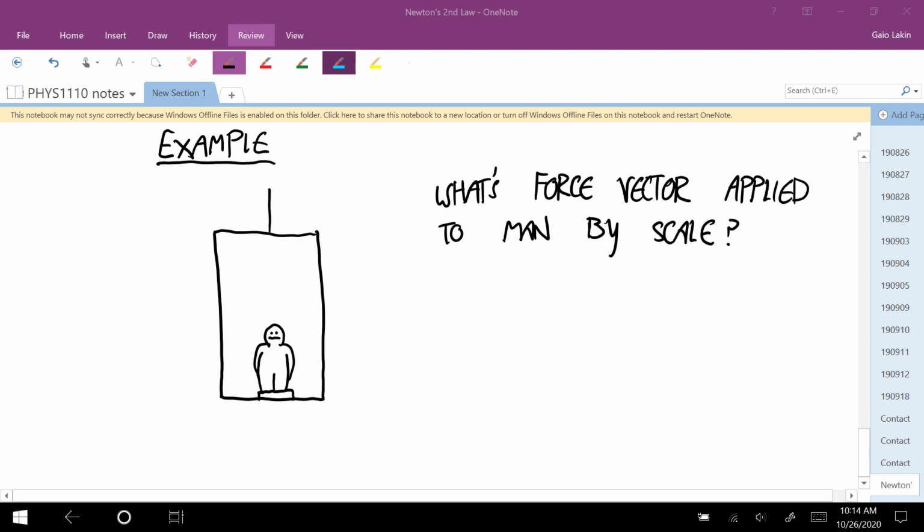And we're on an elevator, so let's say that something's happening with the elevator. Let's say that the elevator is just getting up to its speed that it travels up. And for that brief instant, right at the start of the motion, there's an acceleration. So let's say there's an upward acceleration of 2 meters per second squared. And let's say that the man has a mass of 50 kilograms.